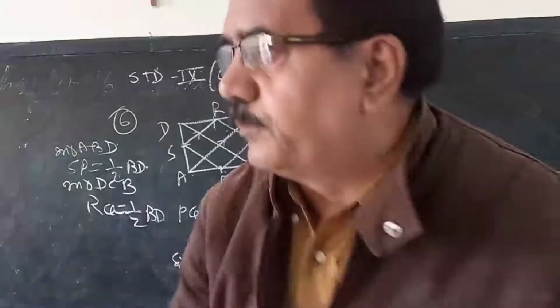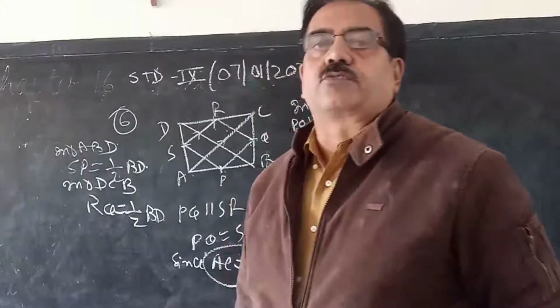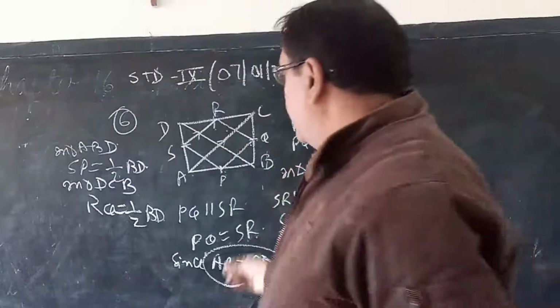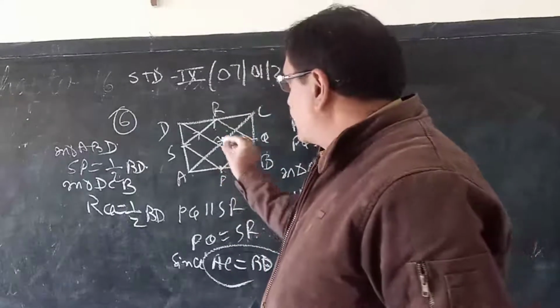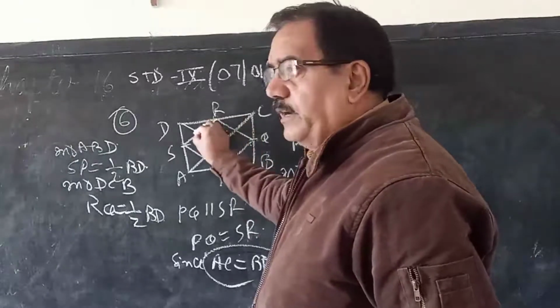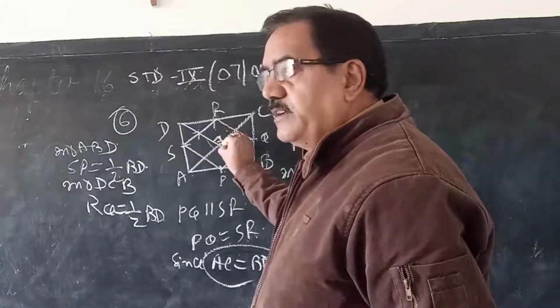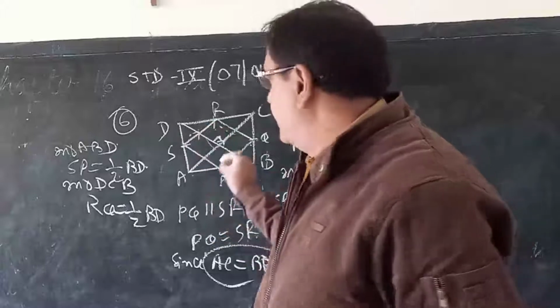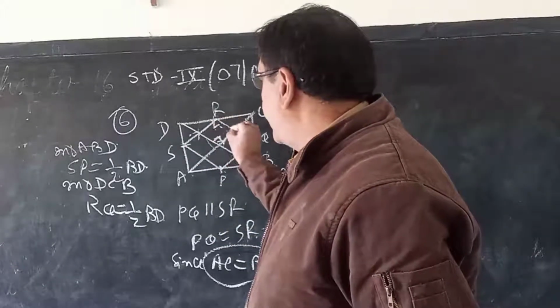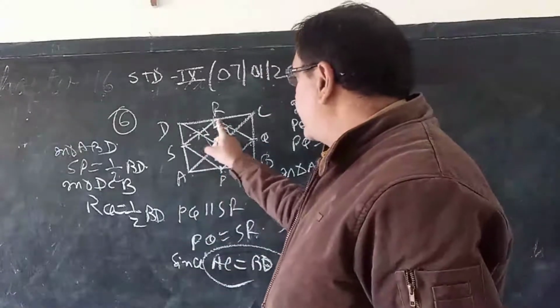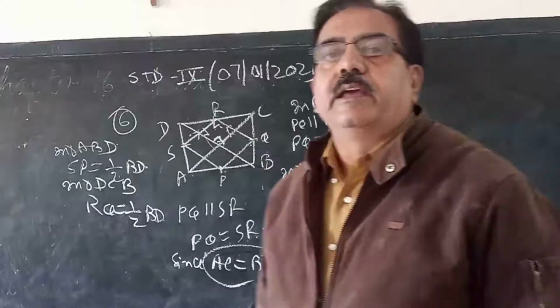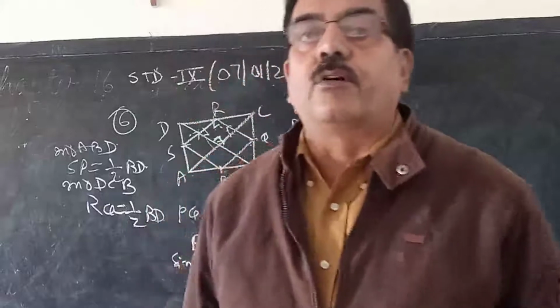And you know, if all sides are equal, it may be a rhombus also. How to prove it is a square? You know the diagonals of a square intersect at 90 degrees. So see this quadrilateral. One angle is 90 means all angles will be 90 degrees. So this is 90, this is also 90, this is 90, this is 90. So every vertex angle is also 90 degrees. It means it is a square, not a rhombus.